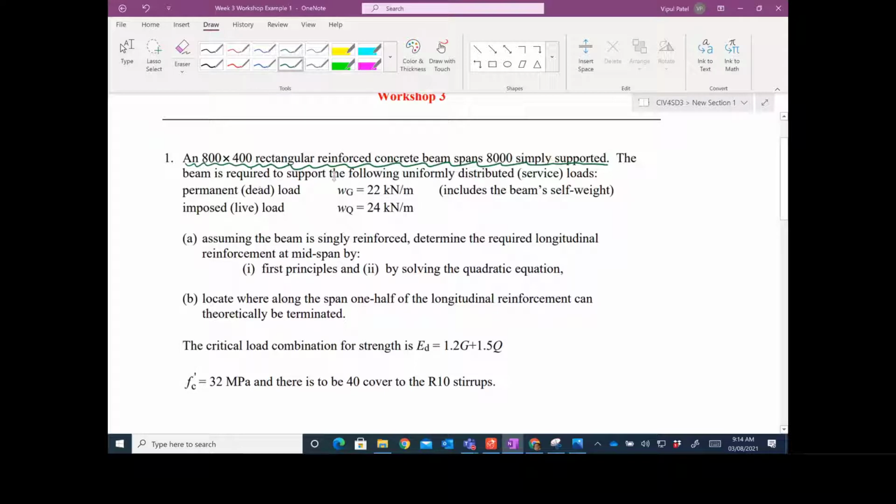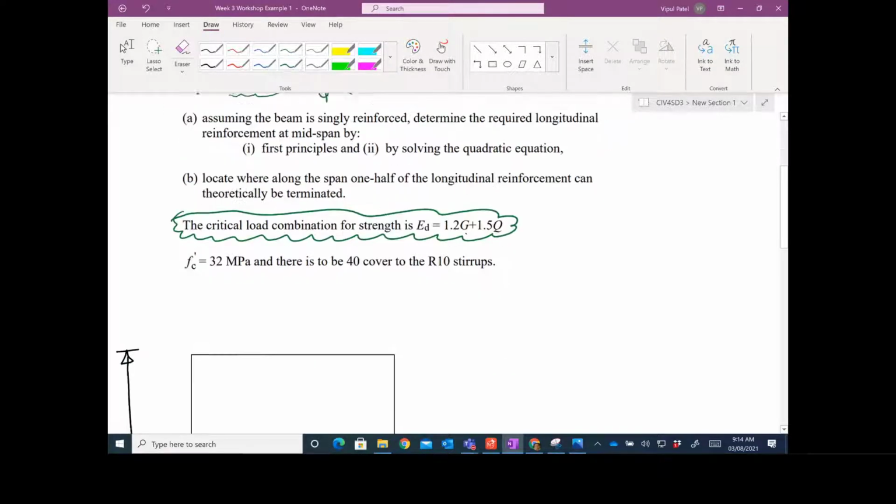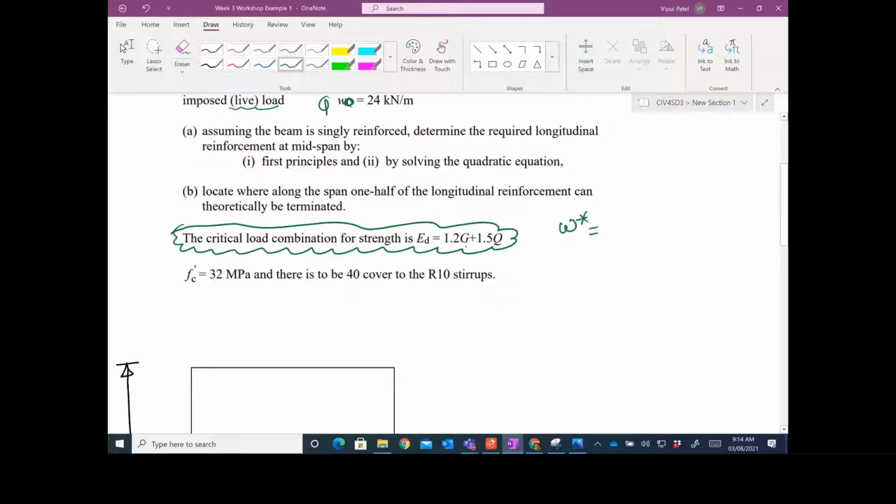All right, the beam is required to support the following uniformly distributed service load. So it has given you the dead load and it has given you the live load. Now this is a critical load combination, where this is your G, which is dead load, and this is your Q. So if you want to find the design load, which is basically your W star, it is equal to 1.2G plus 1.5Q. Now, can anyone remember, in our class, we have done this many times.